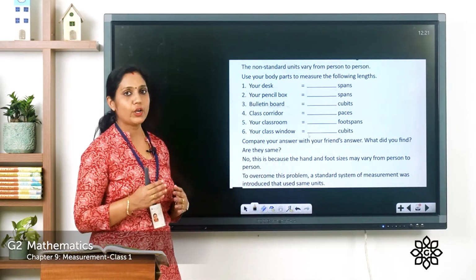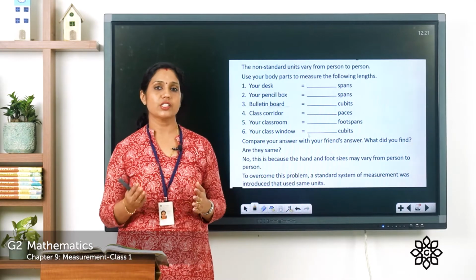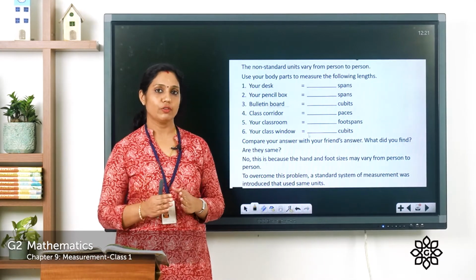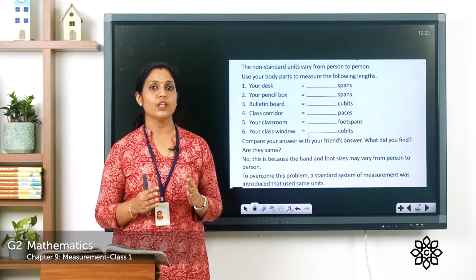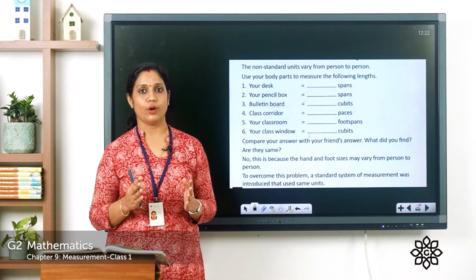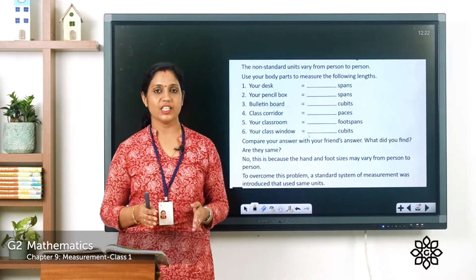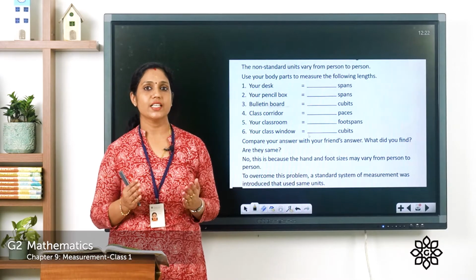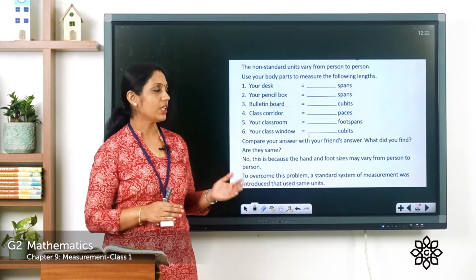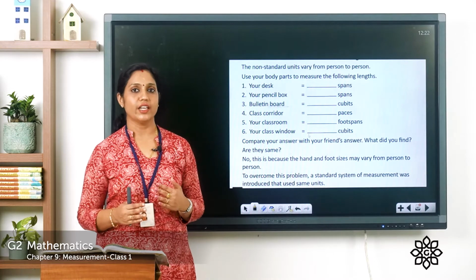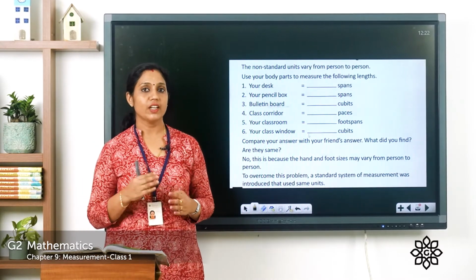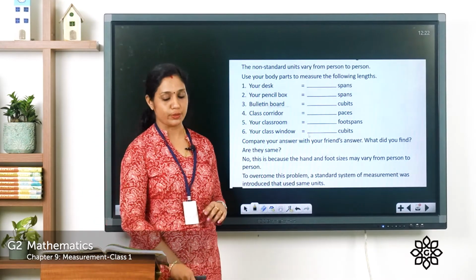So when you compare your answer, you can ask your parents or your siblings also to do the same, and you can find out whether the answer both of you got is the same or not. You can find that there is variation because of the size difference. That is why we call these measurements non-standard units of measurement. Now let's learn about the standard units of measurement.